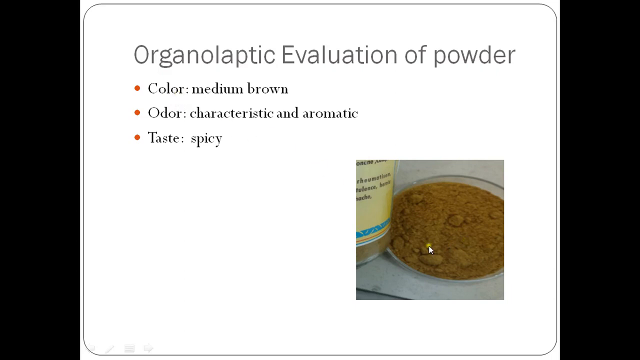So it is very important to carefully observe and note down the following characters. Color is medium brown. Odor of coriander is characteristic. You can easily identify it, and it is aromatic, meaning it is a pleasant odor. And taste is spicy. As you all know, coriander is also used as a food condiment in our daily routine in Asian cuisines. It contains the spicy odor and taste.